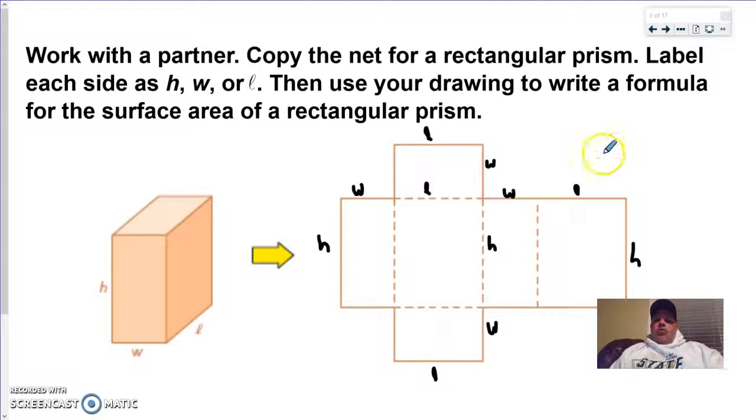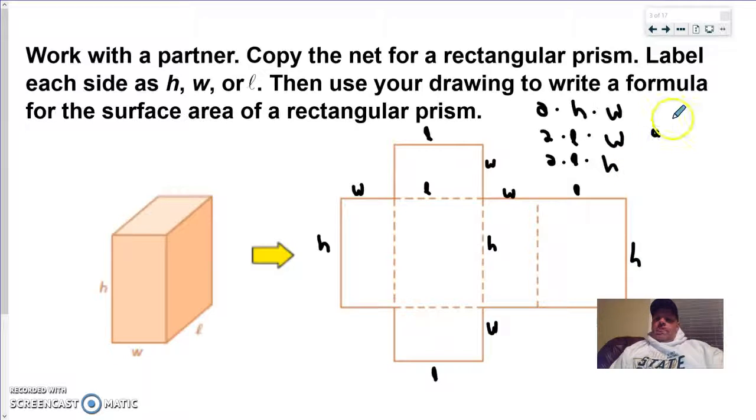So we are going to have two of something that has the height times the width. So we've got 2 times the height times the width. We also have 2 times the length times the width. And we also have 2 times the length times the height. And in this case, what we have to do is we have to add them all together.